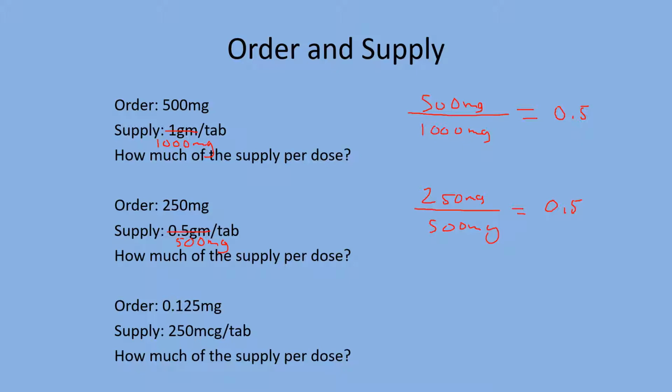For this next one, let's change the order to micrograms. 0.125 is 125 mcgs. I like using whole numbers. It makes it easier for me. So we got an order of 125 micrograms with a supply of 250 micrograms. 0.5. Yeah, so it's all half tablets. But you got to know how to convert to deliver the order.